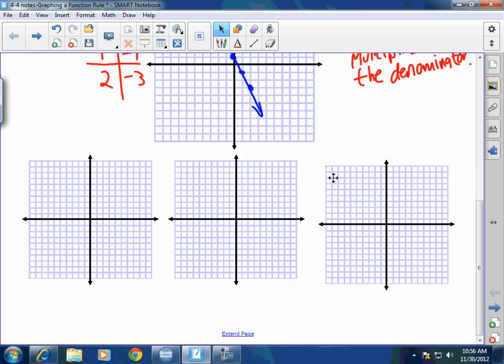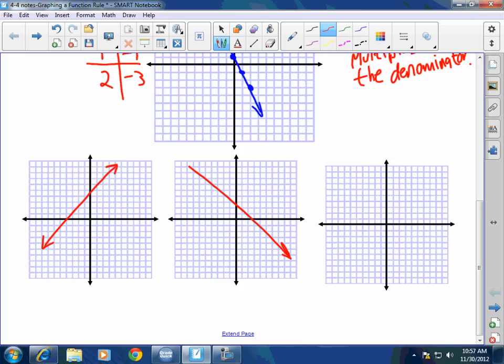Okay? You can have a linear function that has a positive slope, and that's going to be going up from left to right. We'll talk about slope later. You can have a linear function with a negative slope, which is going down from left to right. And you can have a linear function with a zero slope, which is a horizontal line, and we'll talk about how and why that works later. But these are the only three types of linear functions you can have. It's either going up from left to right, down from left to right, or horizontal.